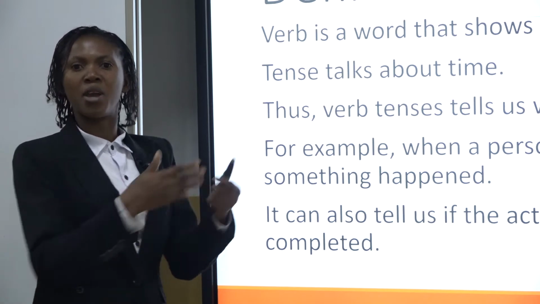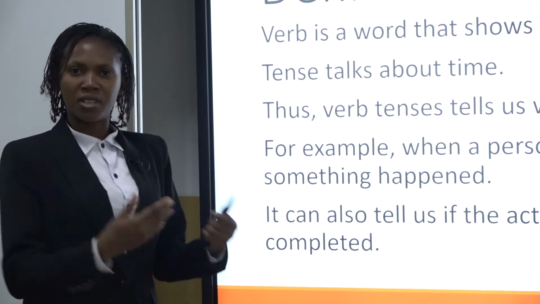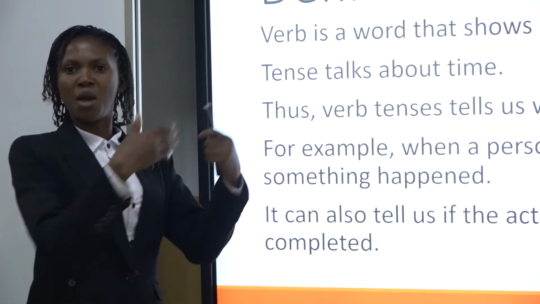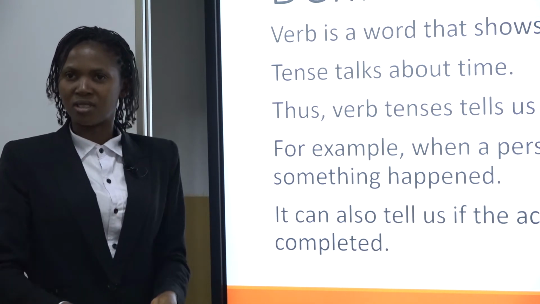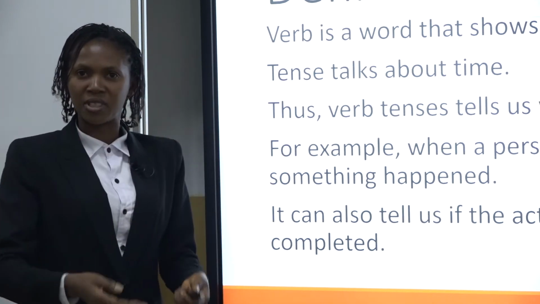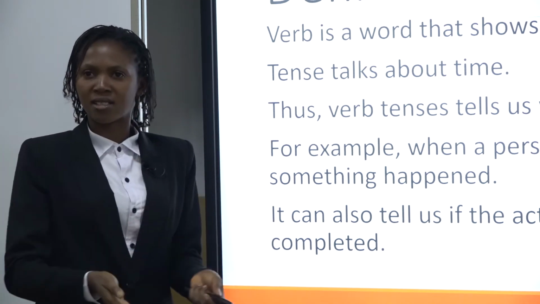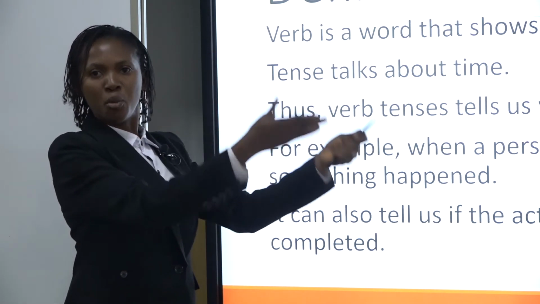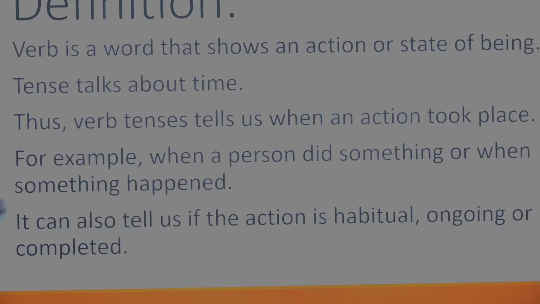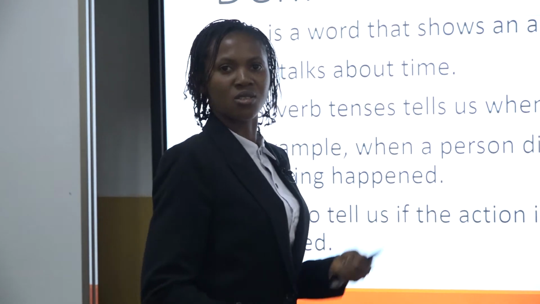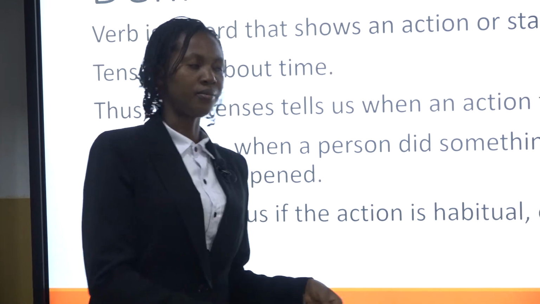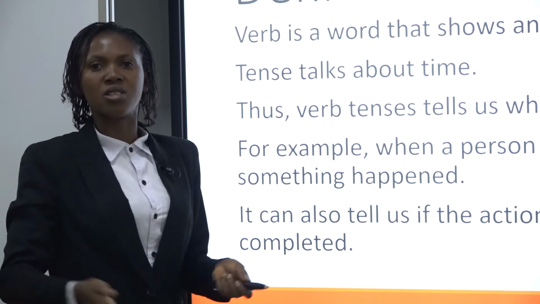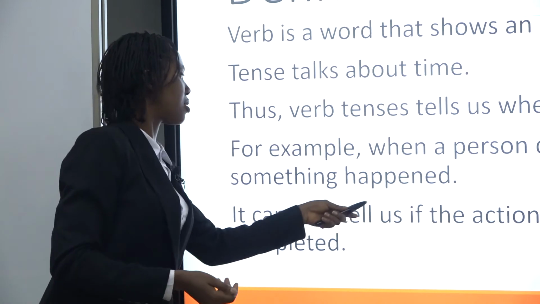For instance, we have a routine. There are things that you do every day. For instance, what time do you wake up in the morning? What time do you take your breakfast? The time you do your homework. All these things are routine, things that we do always or every day. We call it habitual. We also have fact, something that is just like a truth. For instance, you say that the sky is blue. Ongoing is an action that is going on. Or completed, an action that has been completed in the past. All these are what verb tenses tell us.